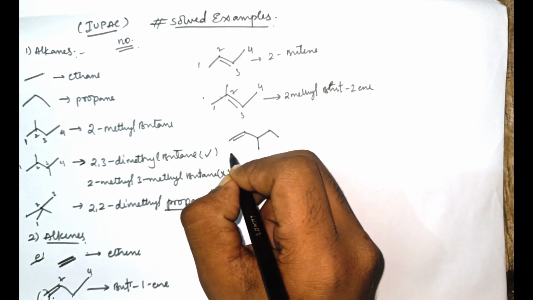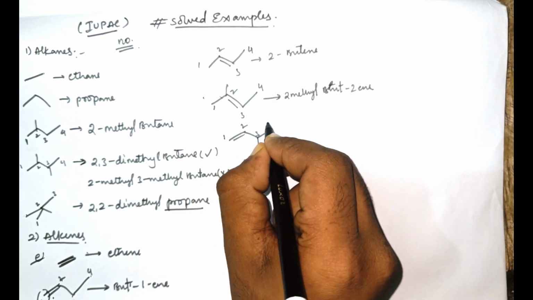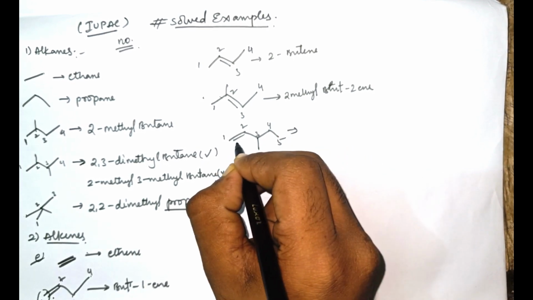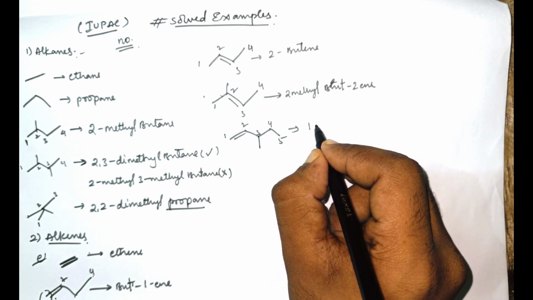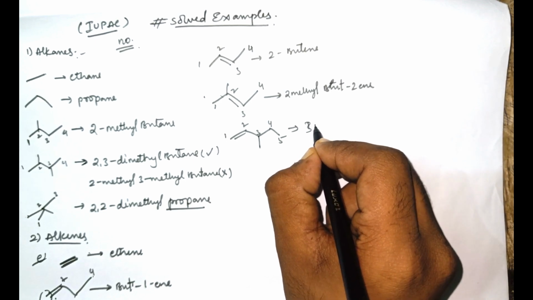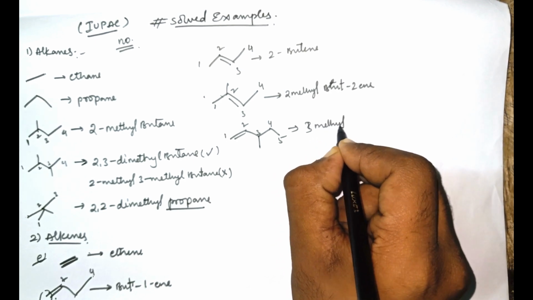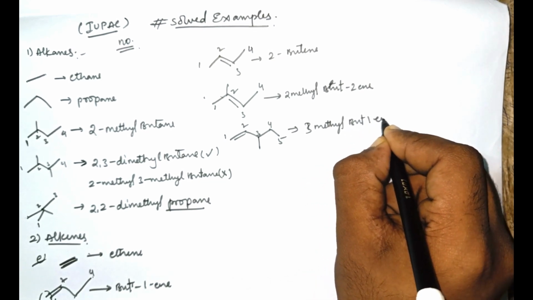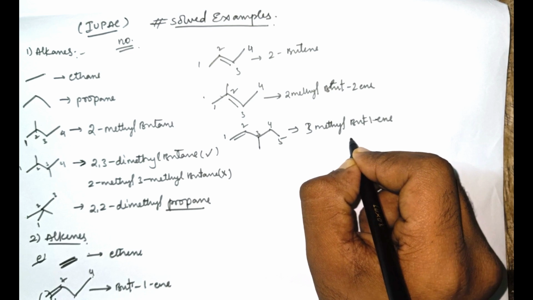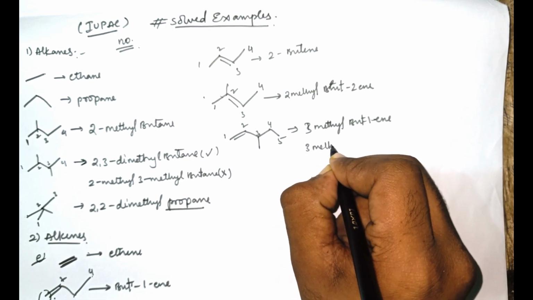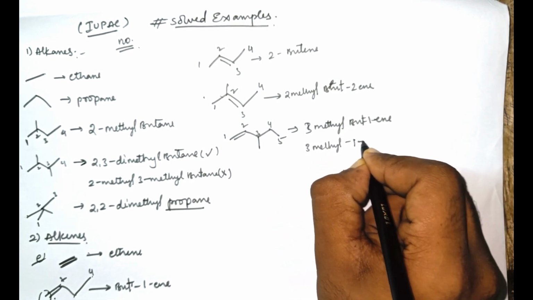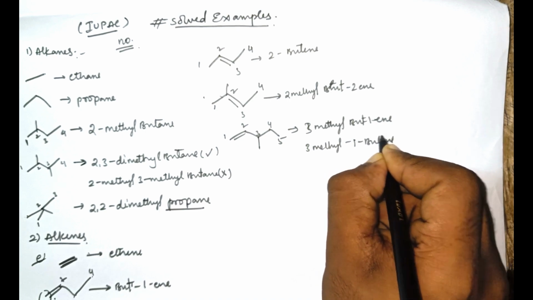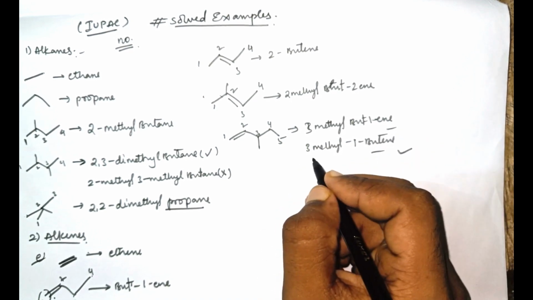And let us take another example. If you give numbering to it, 1, 2, 3, 4, this is 3-methyl butene. Butene, or 3-methyl-1-butene, is correct. Either of them is correct. There is no mistake in this.